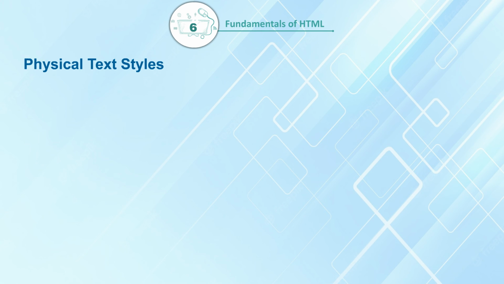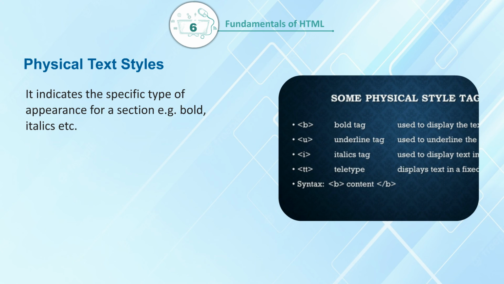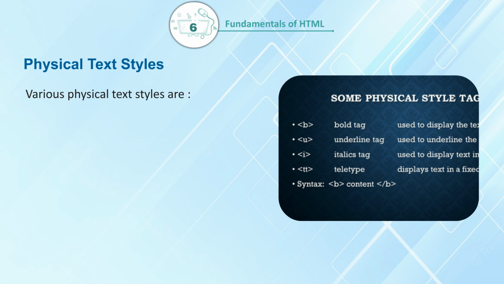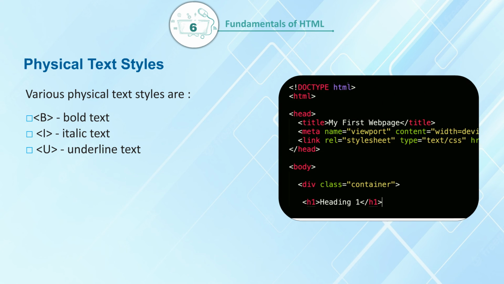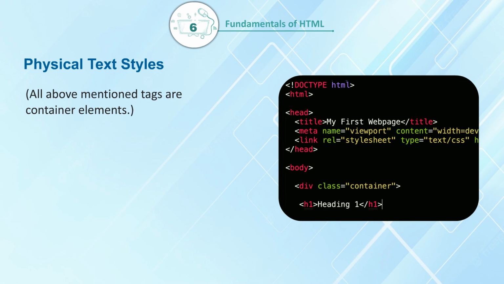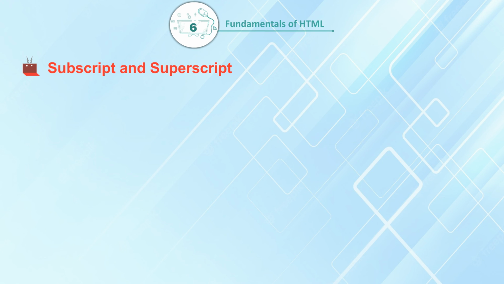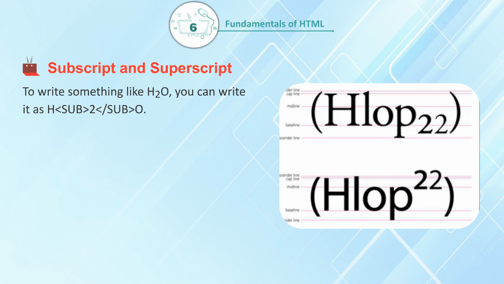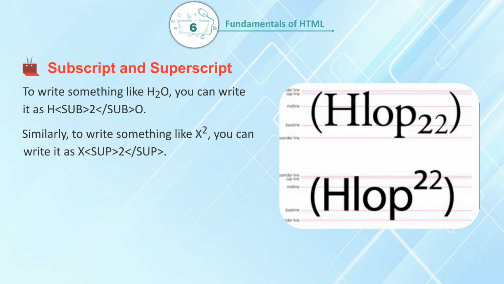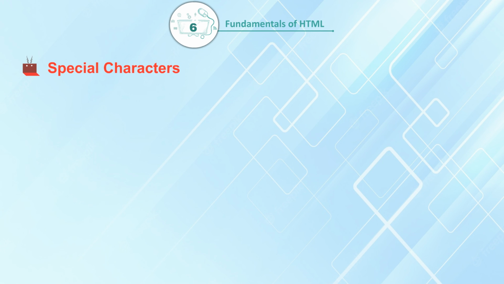Physical text styles. It indicates the specific type of appearance for a section, for example bold, italics, etc. Various physical text styles are B, bold text, I, italic text, U, underline text. All above mentioned tags are container elements. Subscript and superscript. To write something like H2O, you can write it as. Similarly, to write something like x to the power 2, you can write it as.